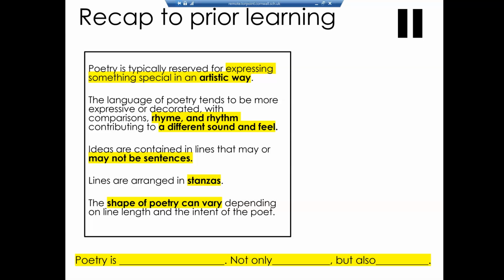These lines are arranged into what we call stanzas. And the shape of poetry can really vary depending on the line length and the intention of the poet.